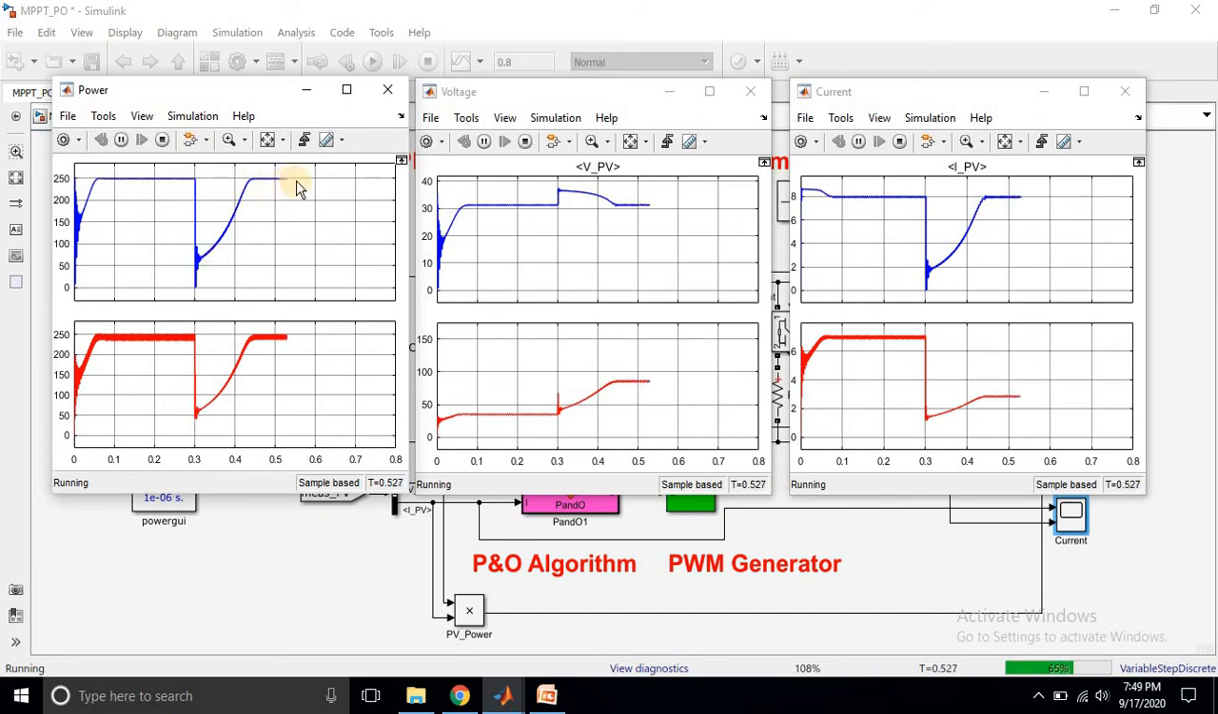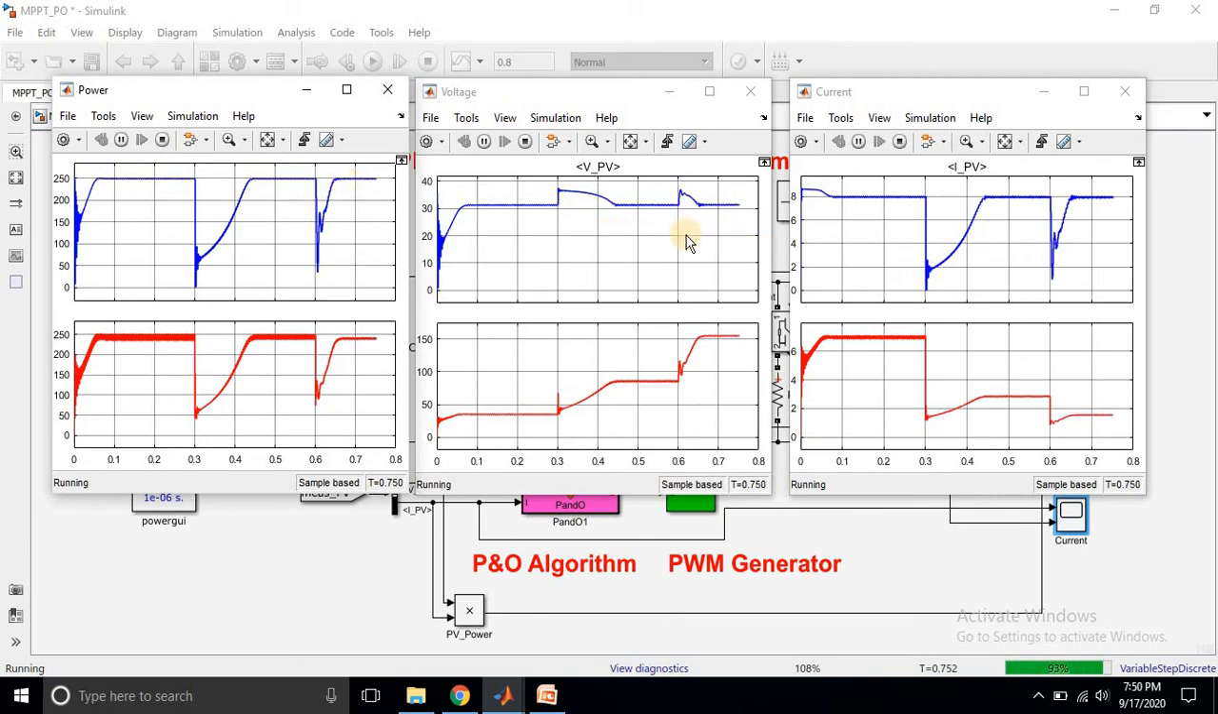So at the instant of 0.6 seconds I am going to change the load from 30 ohms to 100 ohms. So from 0.3 to 0.6 the connected load is 30 ohms, and after 0.6 the load changes from 30 ohms to 100 ohms. See that the power extraction from the solar PV panel is around 250. So here also the P&O algorithm extracts the maximum power very effectively.